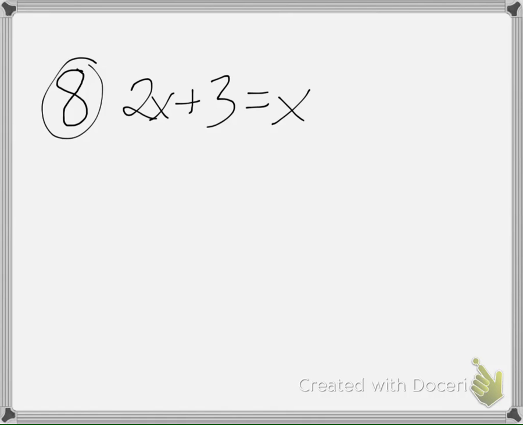So since it's already simplified, my first thing that I need to do is put my variable terms together. So I'm going to get rid of the one that's on the right because I don't like it there. And since this is 1x, that means I need to subtract 1x from both sides.